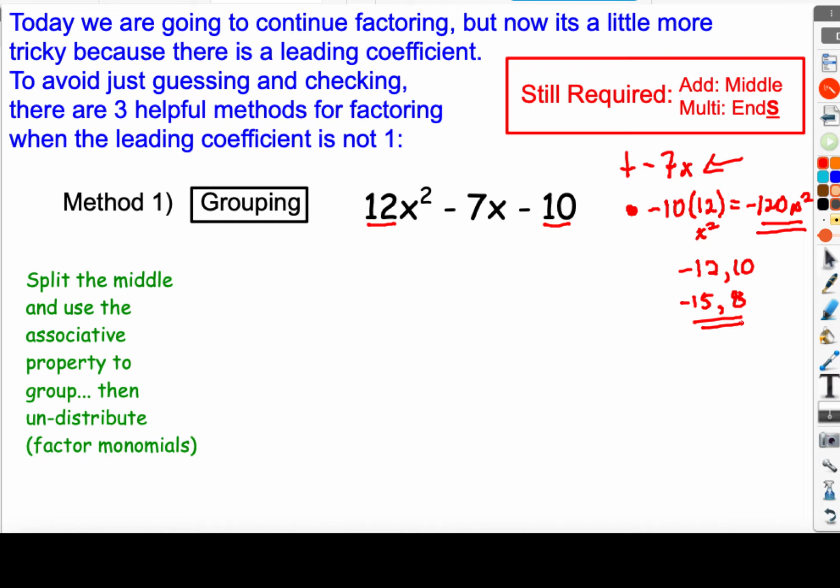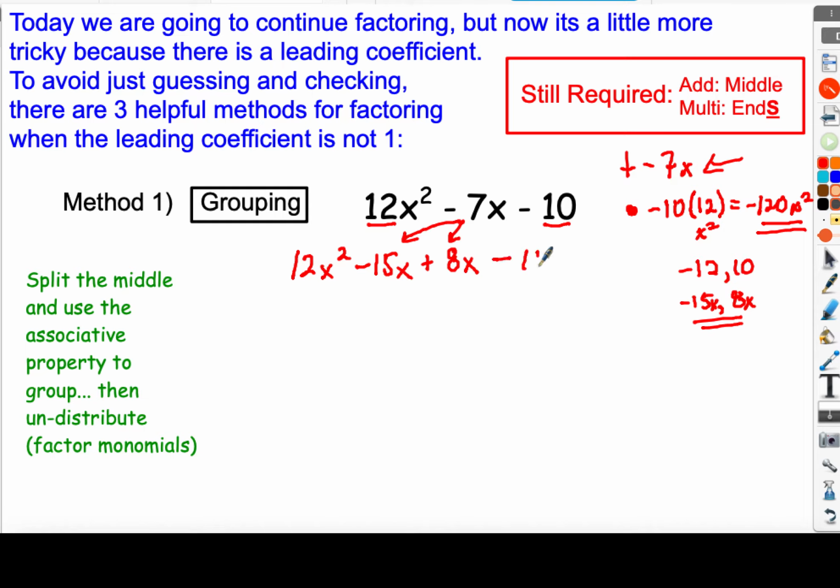So now let's start the process of grouping. Here's why we call it grouping. We're first going to write down our first term, 12x squared. Then I'm going to take my -15, and don't forget it was x squared, so we should actually put an x on both of those. We're going to call it -15x and +8x. I'm going to split the middle into two parts. I'm splitting that -7 up into two parts.